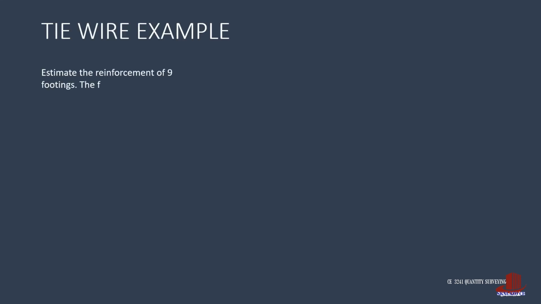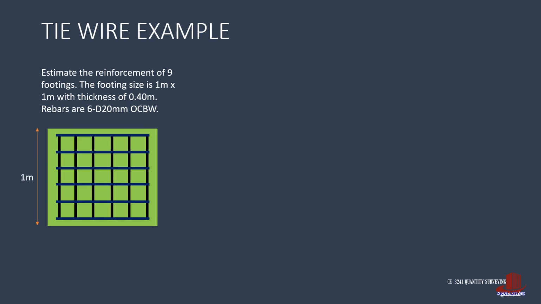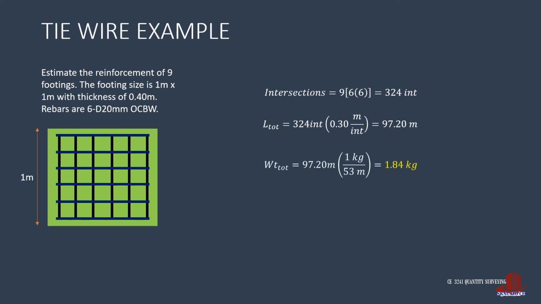To showcase the computation for tie wire, let's continue the example of footings previously. With 6 D20 on centers both ways, we can compute the number of intersections as 9 footings with 6 by 6 intersections, giving a total of 324 intersections. As we are tying D20 rebars, we will require a length of 30 centimeters of tie wire, so the total length is computed as 324 by 0.3, or that is 97.20 meters. Now let's convert this length into kilograms of tie wire, so we divide it by 53 meters per kilogram for gauge 26 tie wire, and that would be taken as 1.84 kilograms.